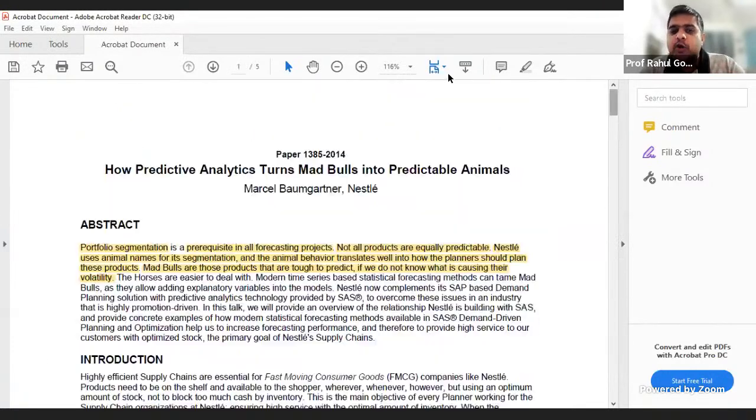It's an interesting document. It's shared in the presentation. You can also Google, write this title of the paper and go through it, okay?